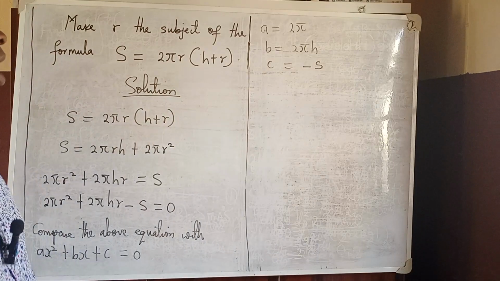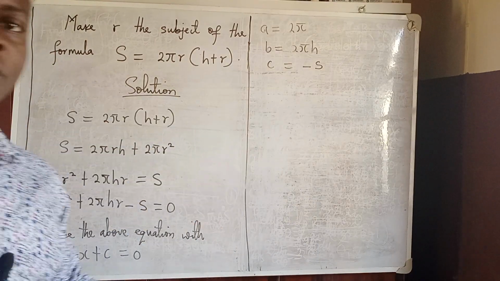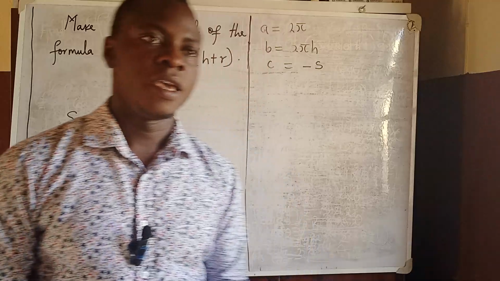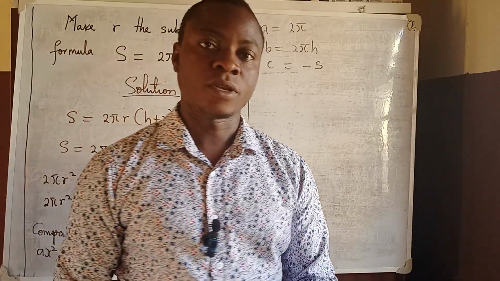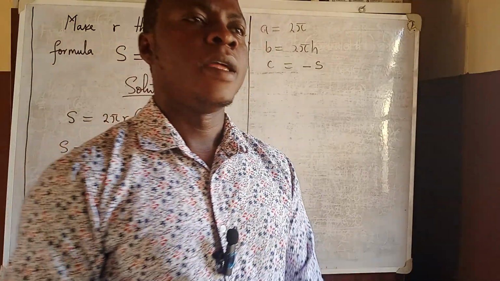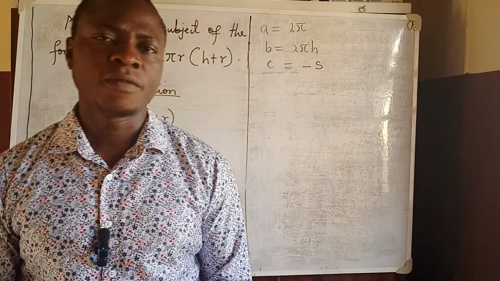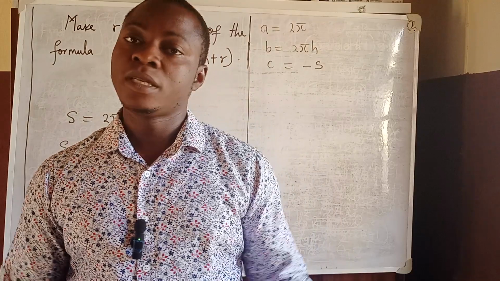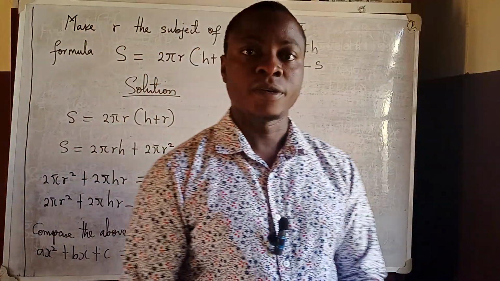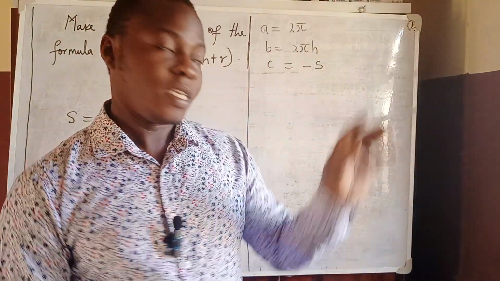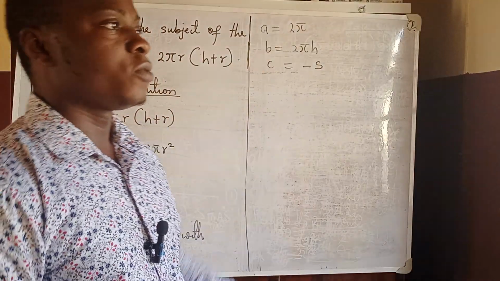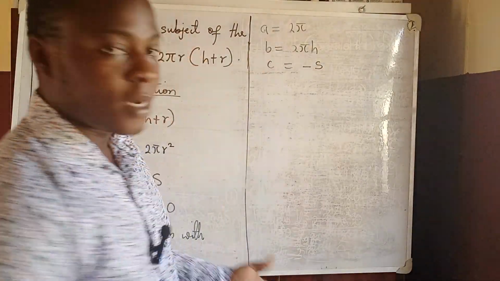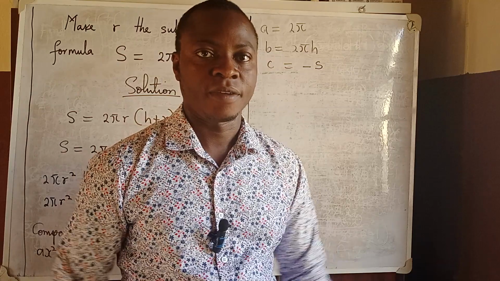Alright, so I will use this to solve this quadratic equation, trying to make r the subject of the formula. Now, you know, a quadratic equation can be solved using the formula method, the completing the square method, or the graphical method. In this case, I want to use the formula method because that one is very fast.